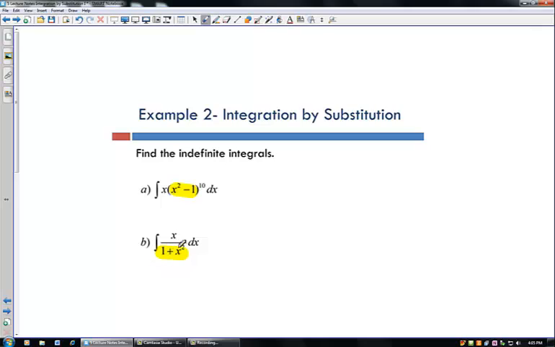And the idea behind this is if you look at the bottom, what's the derivative of the bottom? The derivative of the bottom is 2x, which is almost the top.